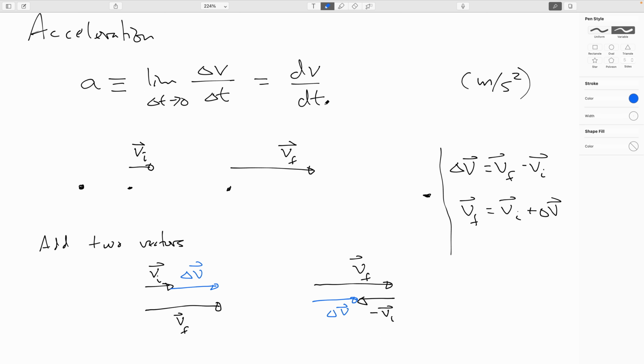Well, my acceleration points in the same direction as my change in velocity, so I can then conclude in this case here, if I'm moving to the right and I'm speeding up, that we must have it that the object was accelerating to the right.